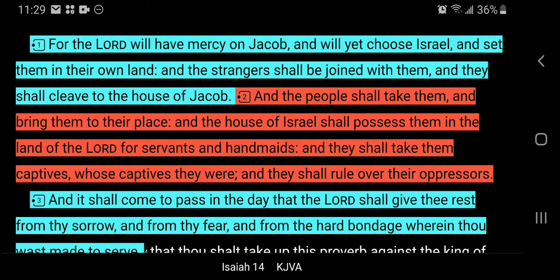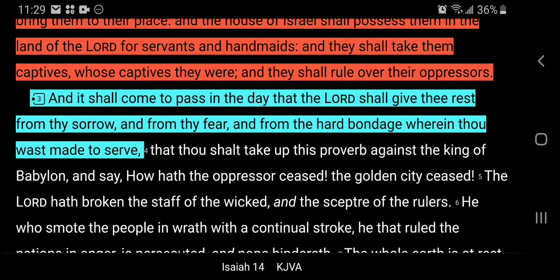And this land of the Lord is the word coming up, the word of Jacob. All right. Continuing on, and they shall take them captives, whose captives they were, and they shall rule over their oppressors. And it shall come to pass in the day that the Lord shall give thee rest from thy sorrow, and from thy fear, and from thy hard bondage, wherein thou wast made to serve.